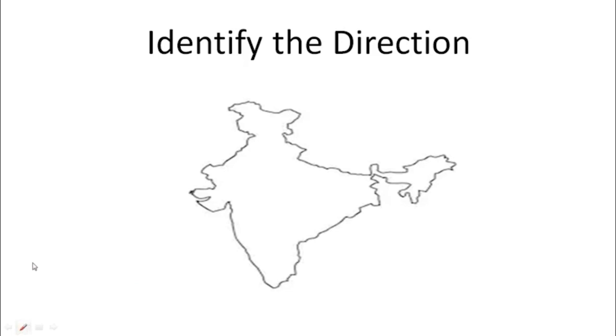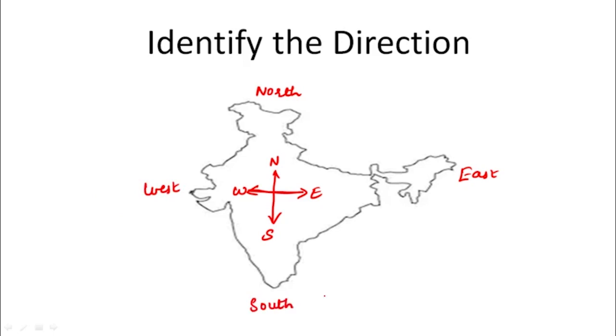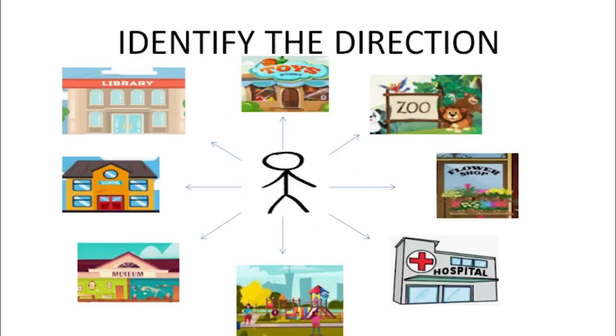Now you can see a map of India here, which is north. I always tell you, right, whenever you have to find out the directions, draw the directions diagram. This is your north, this is your south, this is your east and this is your west. Which is north here? This is north, this is east, this is west and this is south. I hope it's clear. Let's look at one more question.